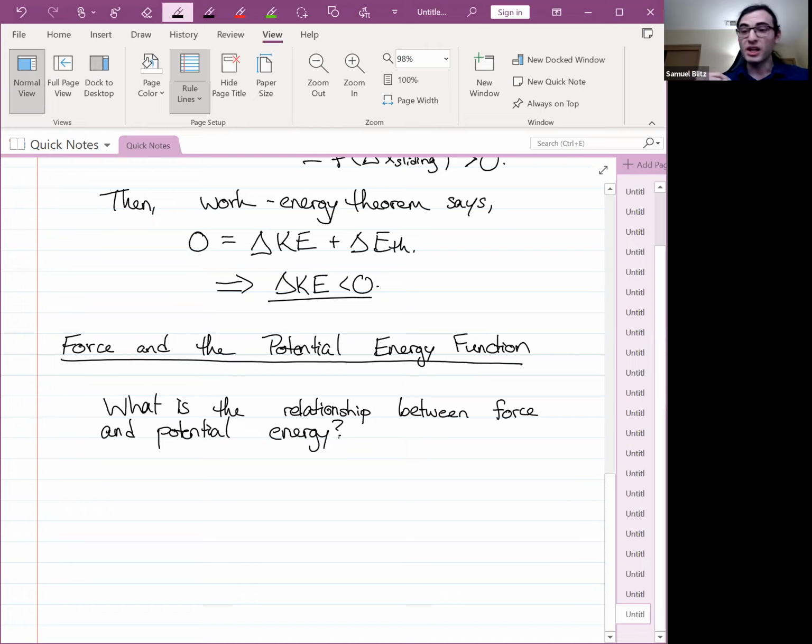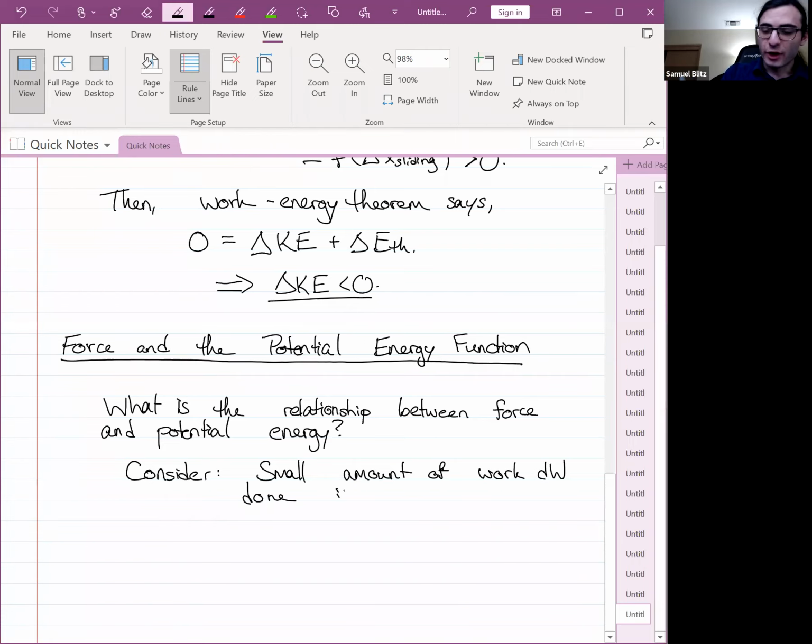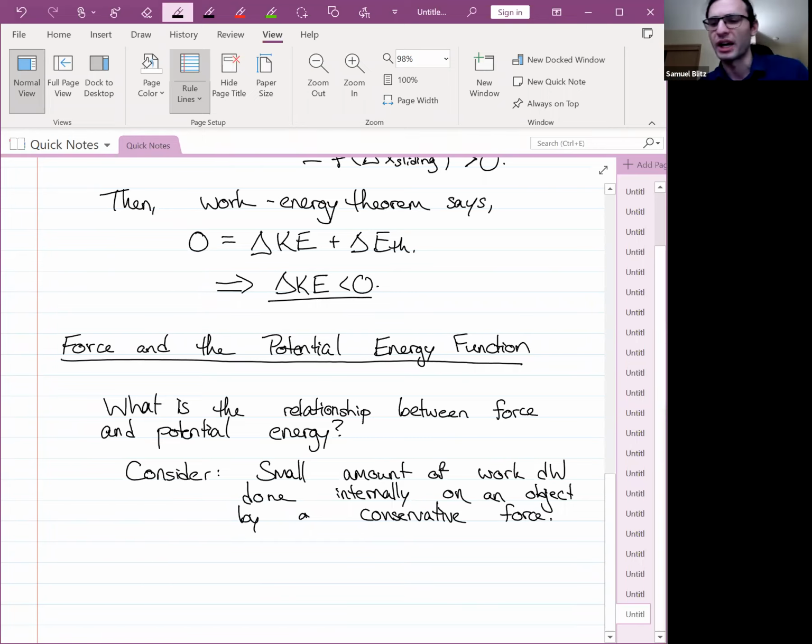So what we're going to do is consider a small amount of work done on an object by a conservative force. We're going to call that small amount of work dW, done internally on an object by a conservative force. And we're just going to play around with the equations until we get something out.